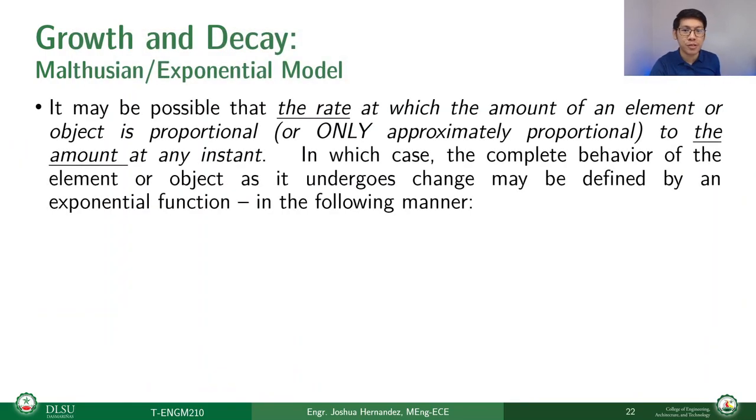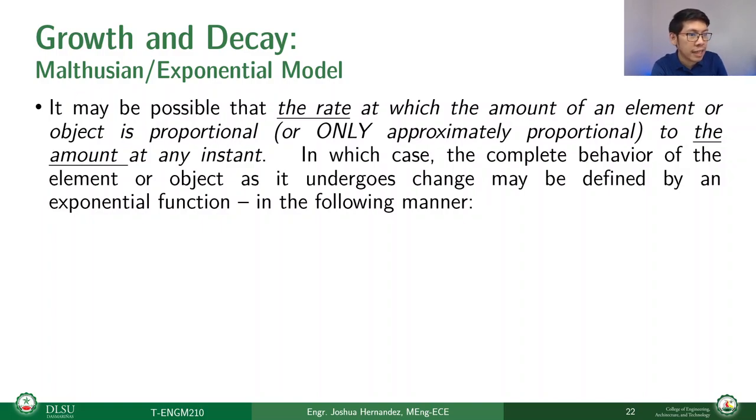Now, let us suppose that it may be possible that the rate at which the amount of an element or object changes is proportional, or only approximately proportional, to the amount at any instant. In which case, the complete behavior of the element or object as it undergoes change may be defined by an exponential function in the following manner. Let us suppose that the rate of change is proportional to the amount of the element present at any instant.